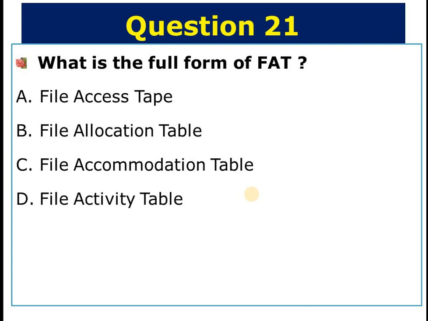Question number 21. What is the full form of FAT? A. File access table, B. File allocation table, C. File accommodation table, D. File activity table. The answer is choice B, file allocation table.